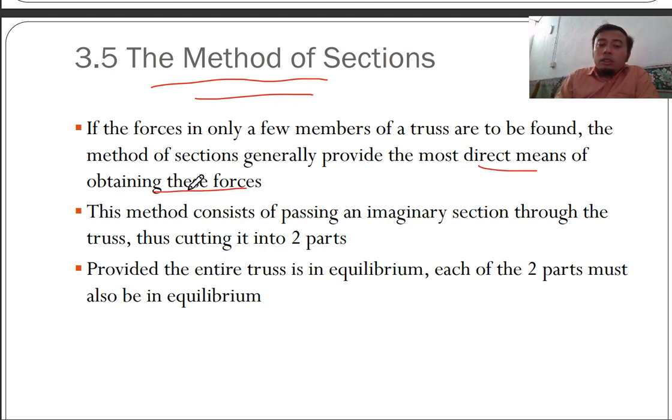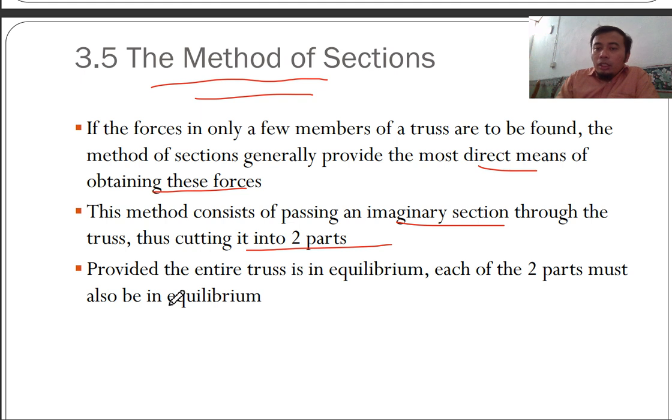So you don't have to analyze each joint, but rather you analyze a section of the truss so that you can target which member you want to analyze. This method consists of passing an imaginary section. You cut an imaginary line through the truss, thus cutting it into two parts. Provided the entire truss is in equilibrium, each of the two parts must also be in equilibrium. So that's the law that we are following.